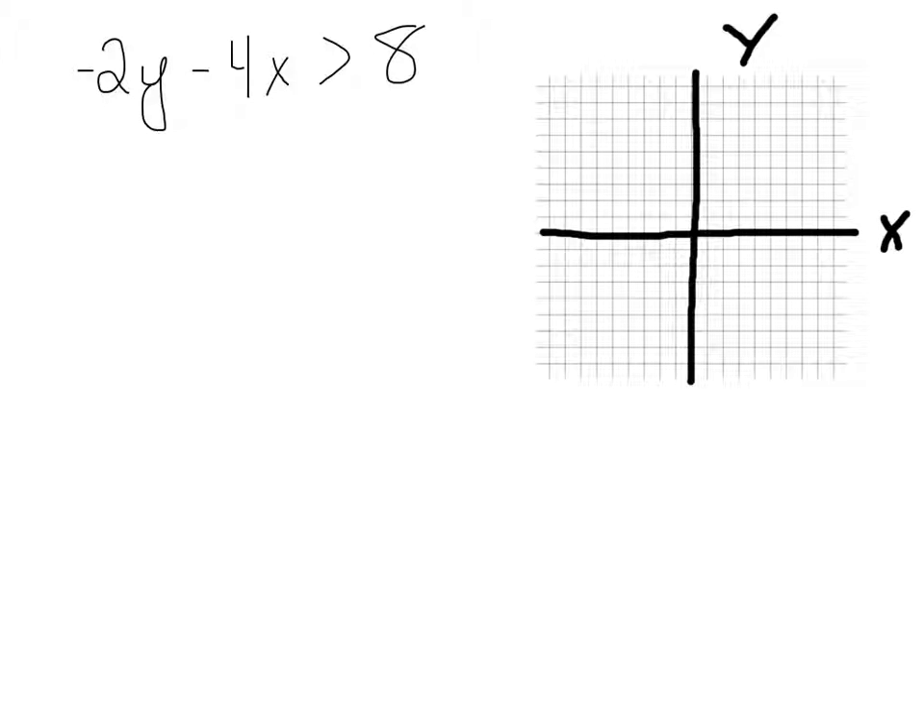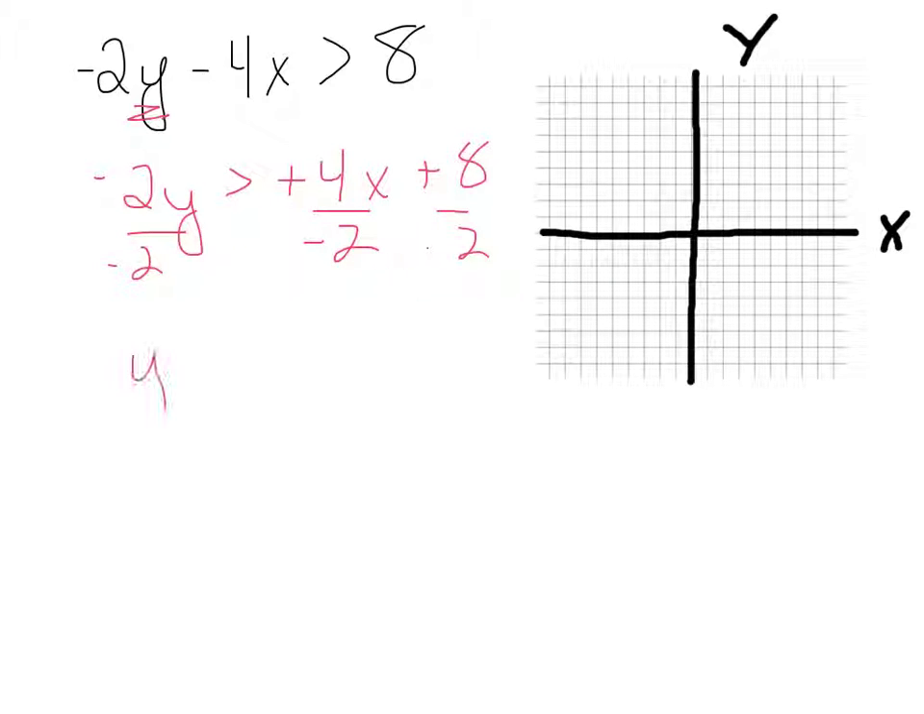Now in this case, I need to get the y by itself before I can graph the line. So I'm going to solve for y, so I'm going to move the 4x over to the other side. So that's going to become a positive 4x plus 8. Then I'm going to divide by -2. I'm going to divide everything by -2. So I get y is less than -2x minus 4.